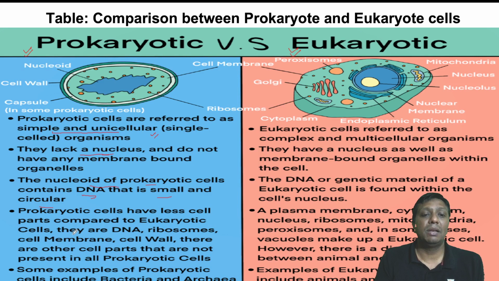Prokaryotic cells have fewer cell parts compared to eukaryotes, like DNA, ribosome, cell membrane, cell wall. There are other cell parts that are not present in the prokaryotic cell; mostly you will not get them. An example of prokaryotes, you people remember, is the bacteria, archaea and so on.